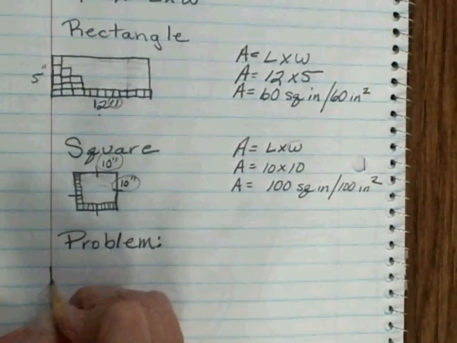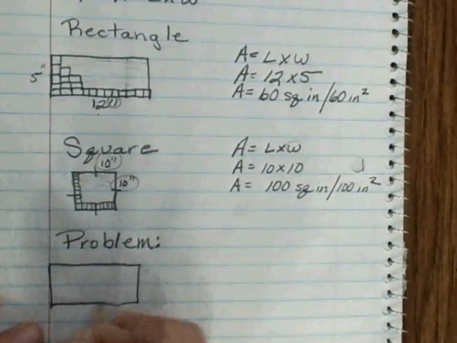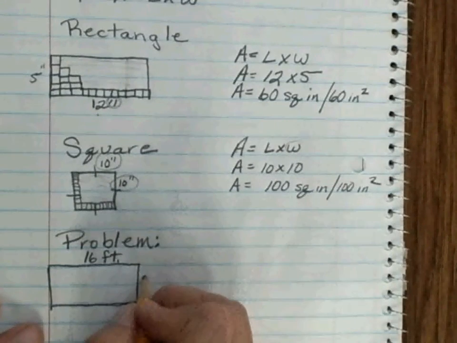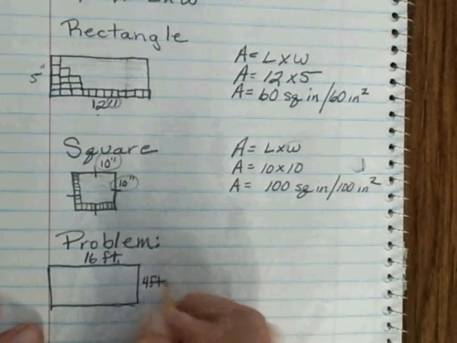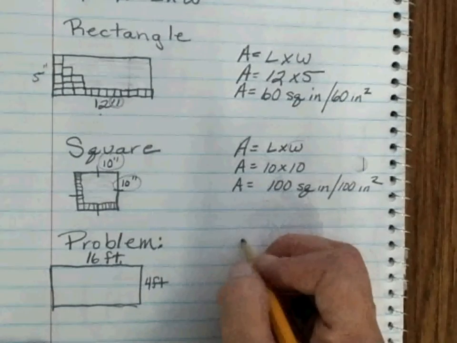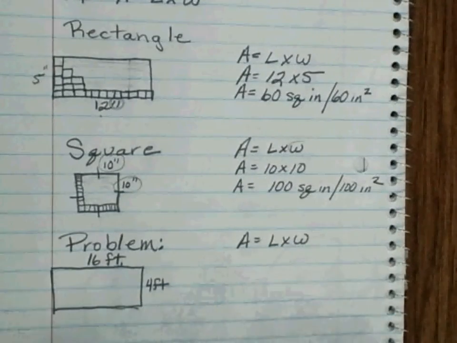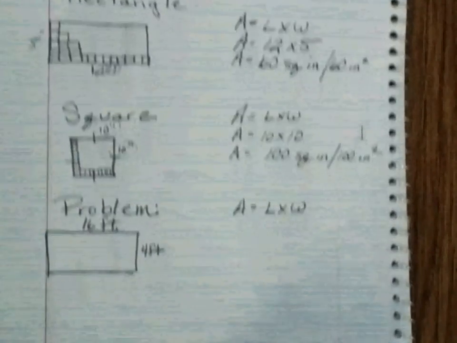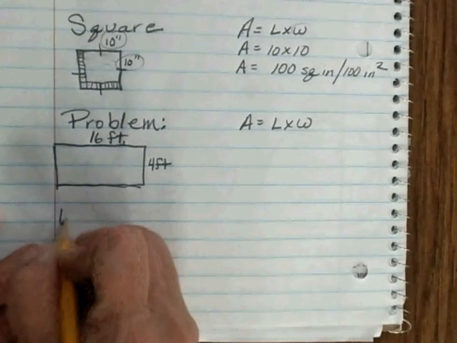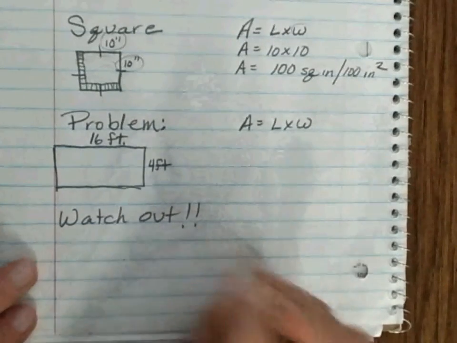Let's say I have a wall that is 16 feet long and 4 feet wide that I need to paint. Okay, so remember, I'm going to write area equals length times width. Okay, you guys try to solve that one. And then I've got a challenge problem for you, and I'm going to call this problem Watch Out. Watch out.